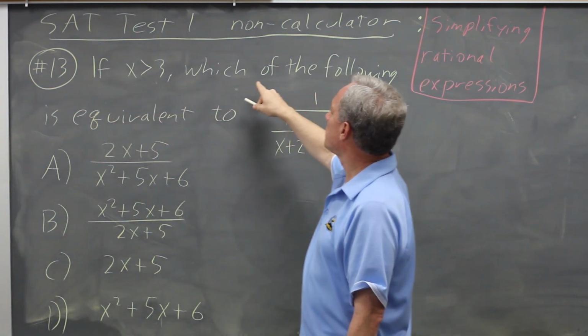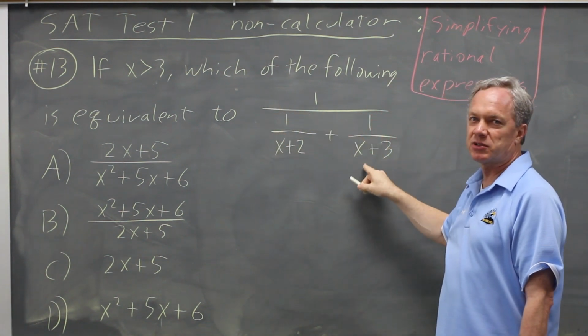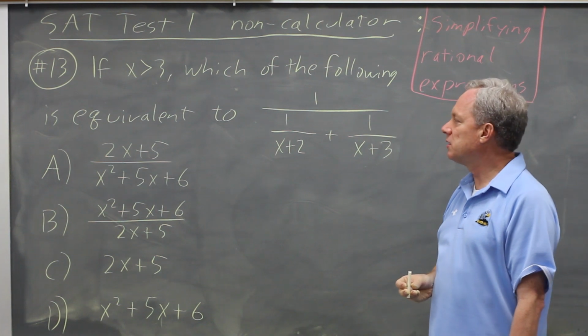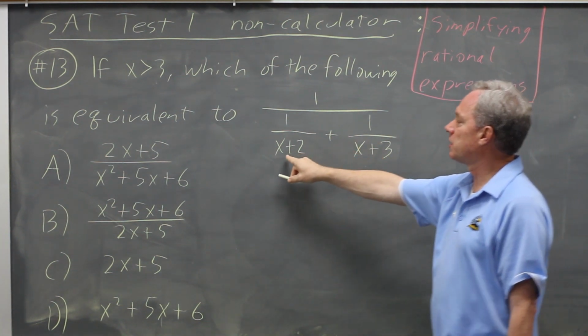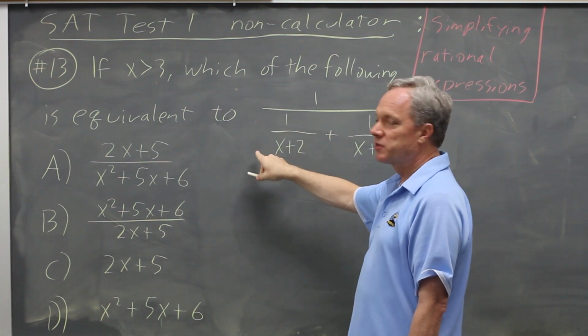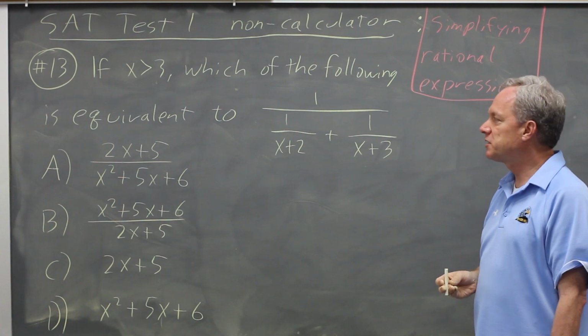If x is greater than 3, which of the following is equivalent to 1 over x plus 2 plus 1 over x plus 3? This is simplifying a rational expression. What College Board wants you to do is get a common denominator here, multiplied by x plus 3 over itself, multiplied by x plus 2 over itself, combine them into a single fraction and flip it.